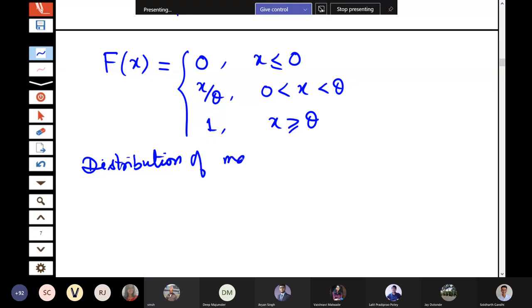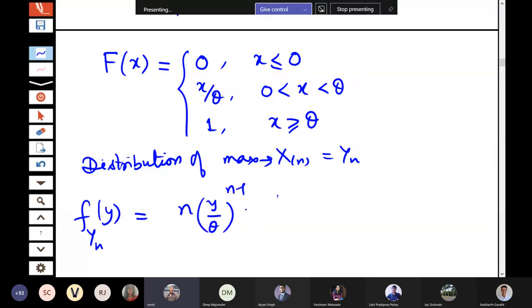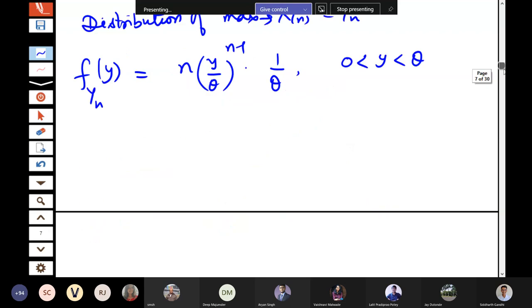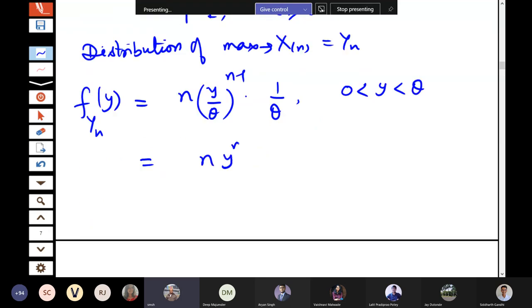So according to the formula, what do you get? The PDF will be n times F(y) to the power n minus 1 times f(y). So this will become (y by theta) to the power n minus 1 into 1 by theta, for 0 less than y less than theta, which we can write as n y to the power n minus 1 divided by theta to the power n, for 0 less than y less than theta, and of course it is 0 otherwise.